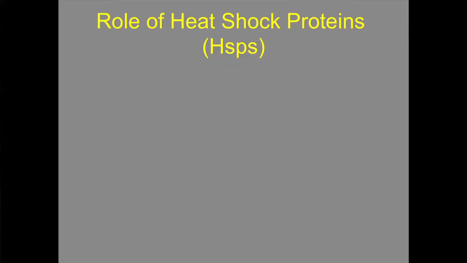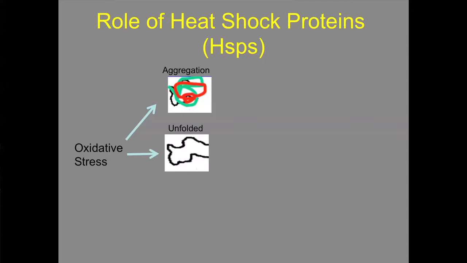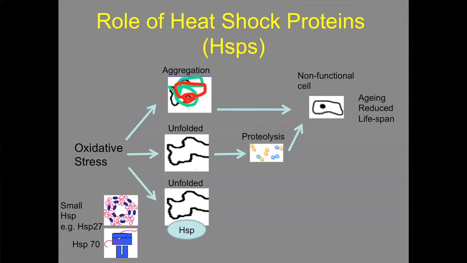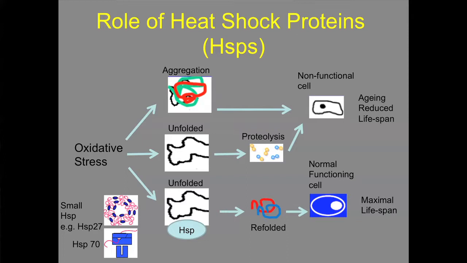I'm going to shift slightly. One of the other protective mechanisms are heat shock proteins. And oxidative stress, as I've said, causes aggregation and unfolding, denaturation of protein. They are then broken down. You end up with a non-functional cell, and it results in aging or reduced lifespan. In the presence of the heat shock proteins, these denatured proteins are refolded, and you end up with a normally functioning cell with a maximum lifespan.